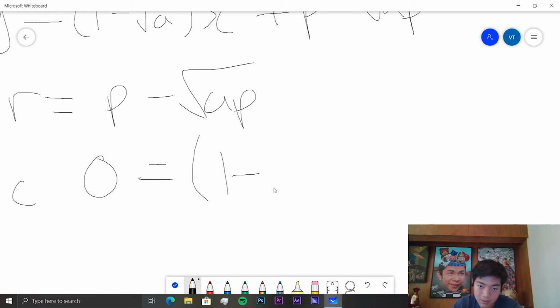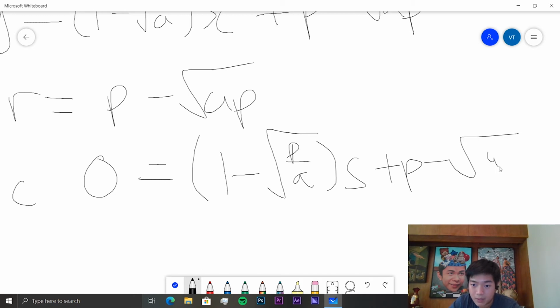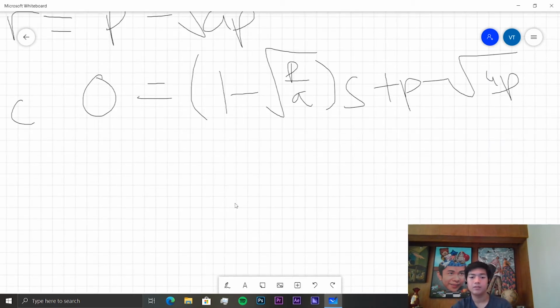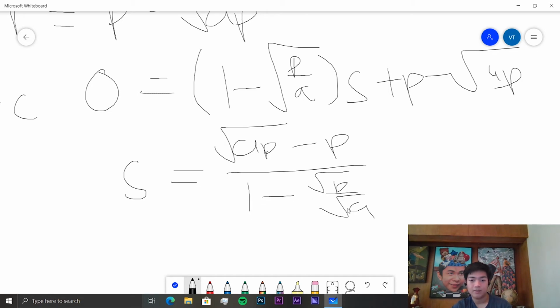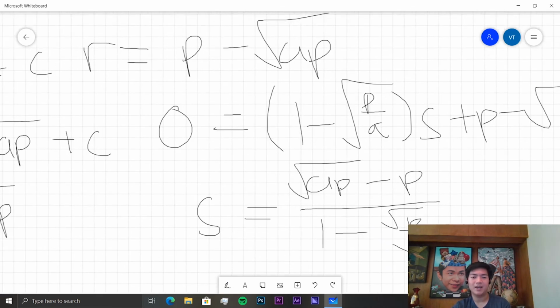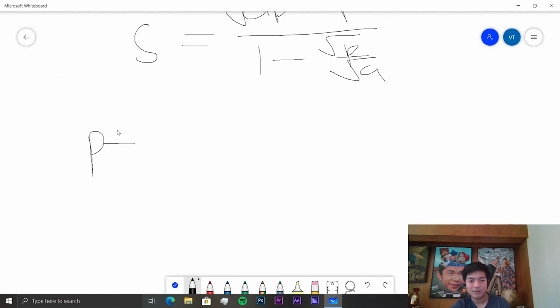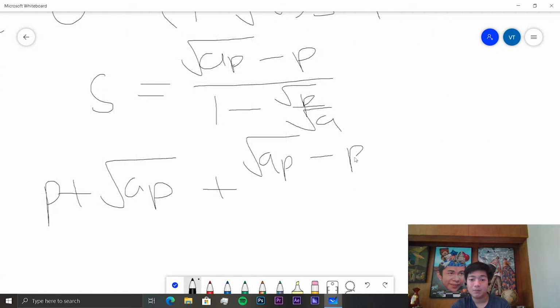Or actually, let's make a big root. s plus p minus root ap. So s is then equal to root ap minus p over 1 minus root p over root a. So let's just try adding them together. I'm not too sure where to go from here, honestly. So p plus root ap plus root ap minus p over 1 minus root p over root a should all be equal to p.